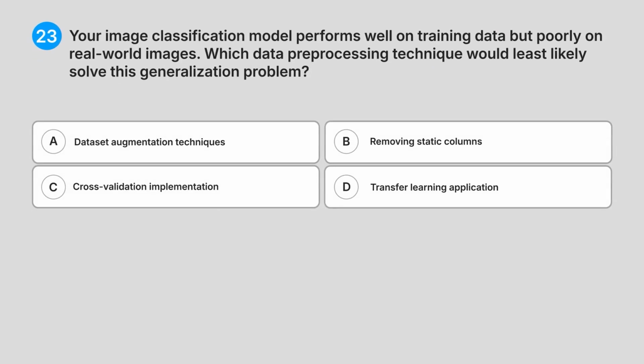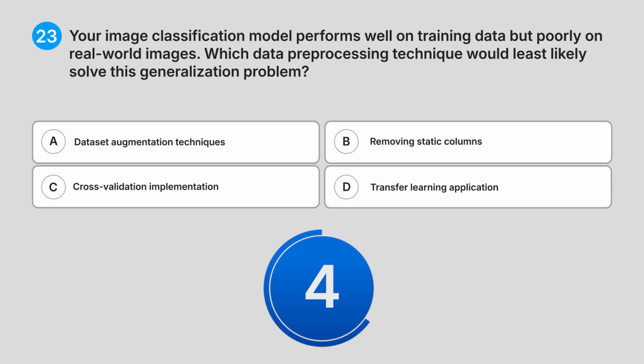23. Your image classification model performs well on training data but poorly on real-world images. Which data pre-processing technique would least likely solve this generalization problem? A. Dataset augmentation techniques. B. Removing static columns. C. Cross-validation implementation. D. Transfer learning application. Can you guess the answer?